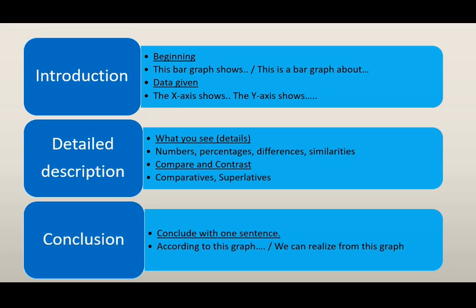Then you have to compare. That is the most important part. You can take the bars one by one and you can compare and contrast them.